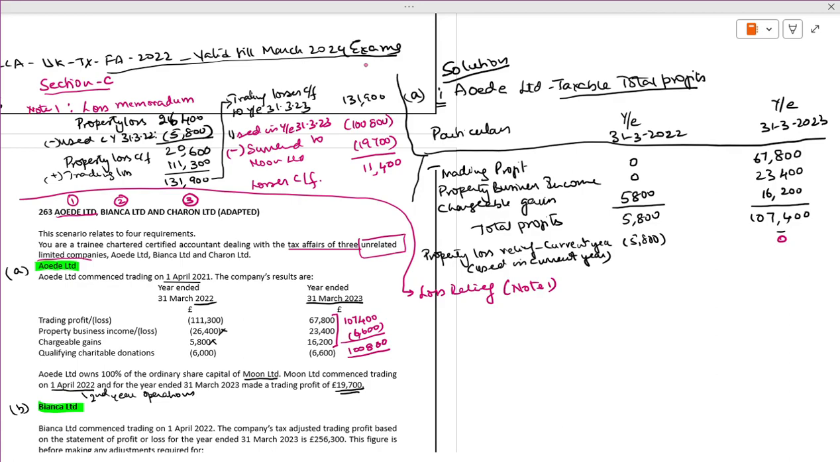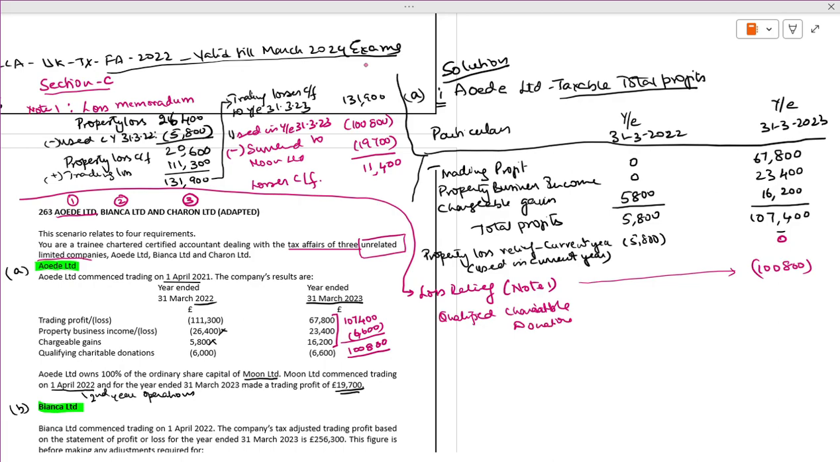In the year ended 31st March 2023, loss relief is how much? Loss relief is 100,800. Okay, we have to show this separately. Next, we have qualified charitable donations. Is that qualified charitable donations?